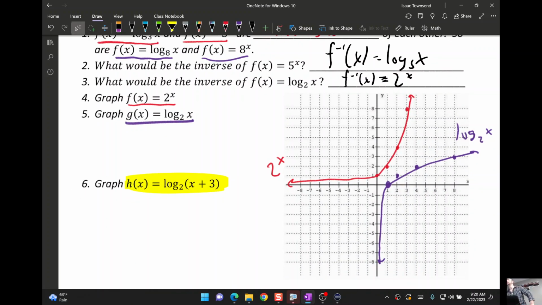All you have to do is know how to graph 2 to the x and know what it means to be an inverse function. Now, this is not important right now, but notice that there is this line of symmetry at y equals x that we had talked about.